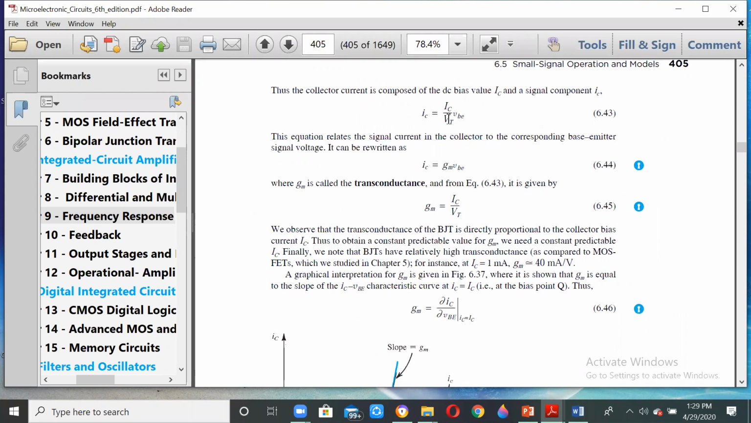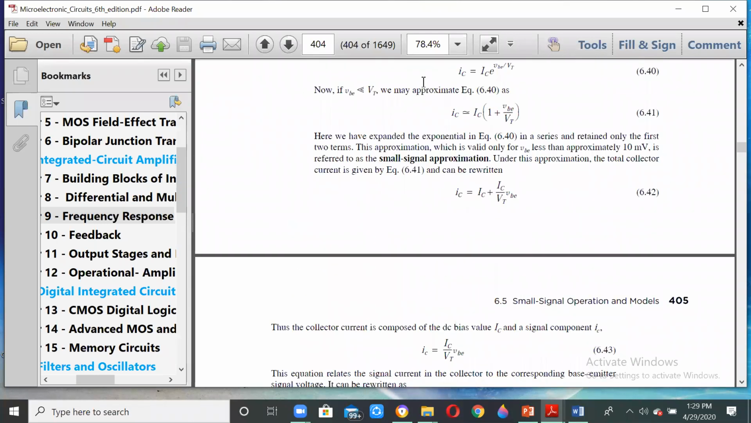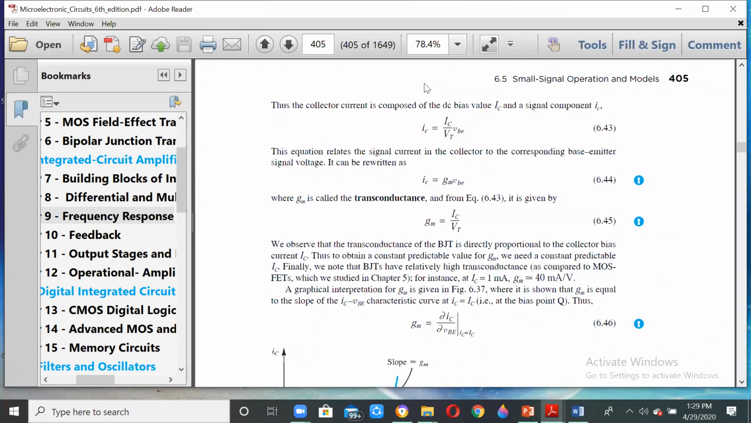gm is IC by VT. IC is given to us. We need to derive the expression which corresponds to gm equal to IC by VT from the basic principles. Okay. Then the second one is the voltage gain.